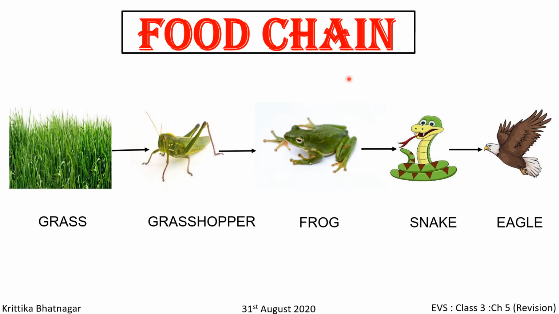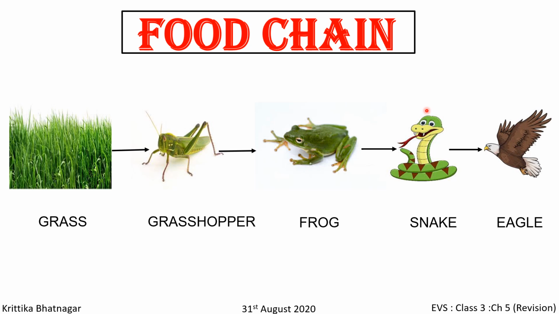So now let's understand what is food chain with the help of an example. As you can see in this picture, there is a grasshopper, frog, snake and eagle. So grasshopper is dependent on grass for food. Frog is dependent on grasshopper for its food. And then this frog is eaten by the snake.